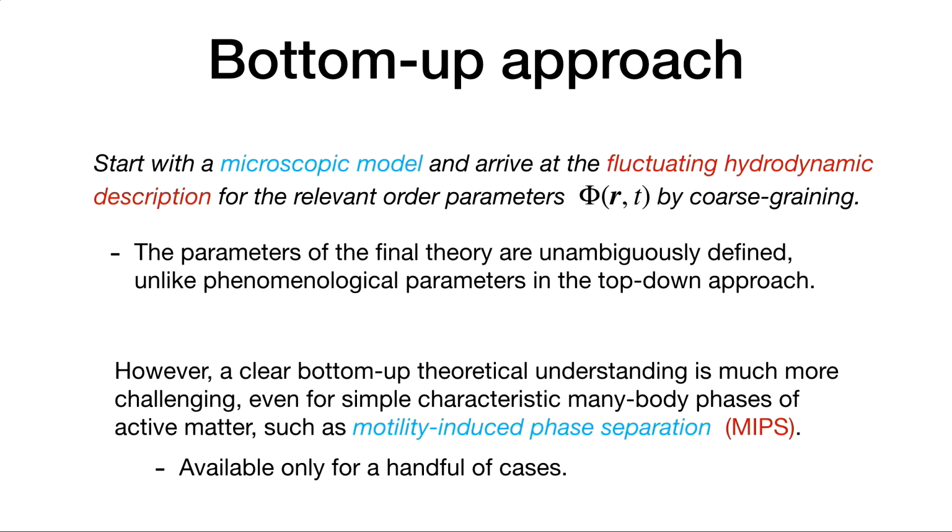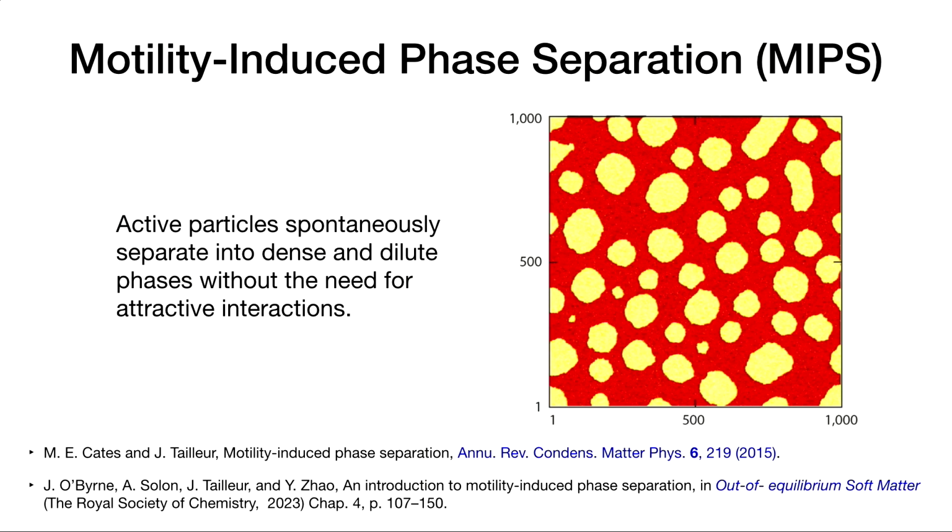Okay, and there are only a handful of cases where one can do this. Okay, so let me just briefly say what is this motility induced phase transition. I mean, people must have seen it multiple times, but basically if you put these self-propelled particles together, they spontaneously separate between a high density region and a low density region without even putting any attractive interaction between the particles. Okay, so without any attraction, the system basically finds a high density phase and a low density phase.